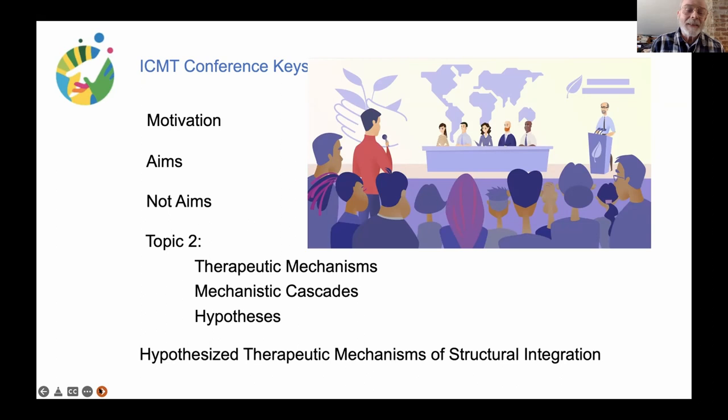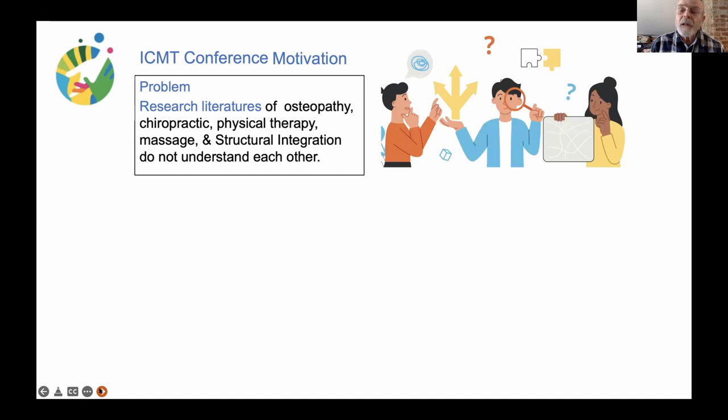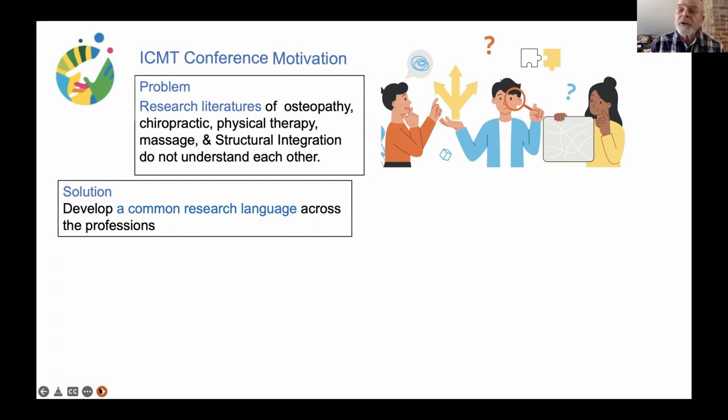So motivation for the conference. As David described, Paul Stanley and Brian Degenhardt realized there was a big problem. Because these five manual therapy professions have very different languages, the research literatures don't reference each other. It's very difficult for a researcher from one of these traditions to understand the literature of a different tradition. Lots of confusion. What's the solution? Develop a common research language. Not much easier said, very briefly said, but it's taken us 2 years to get to this point, and this is just the beginning.